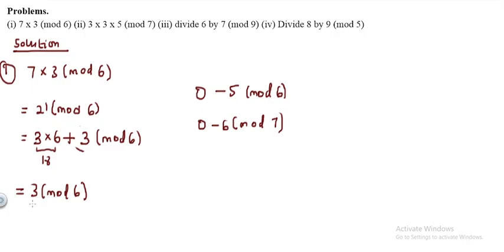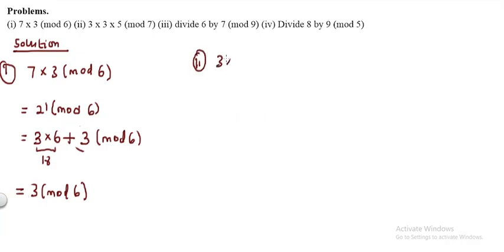For the second problem, let me clean out space. For the second problem, we have 3 times 3 times 5 mod 7. You can pause the video and try to solve this one yourself. But like we've been doing with other ones, I'll simply just say 3 times 3 times 5. Then I'll simplify it from there. 3 times 3 is 9 times 5 is 45. So this is equal to 45 mod 7.